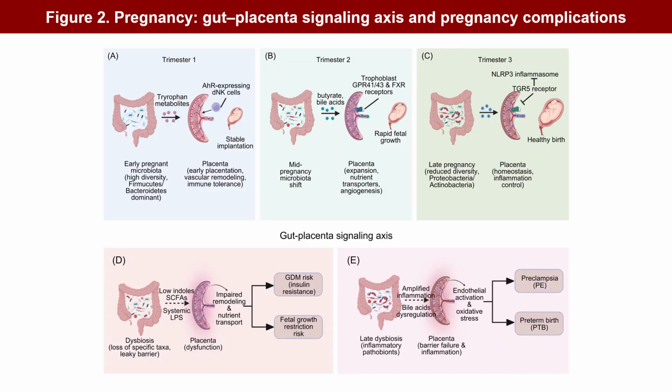Figure 2. Across the 3 trimesters, gut-derived indoles, short-chain fatty acids, and bile acids signal through the placenta to regulate immune tolerance, vascular remodeling, and nutrient transport. When these signals deviate from the adaptive range, the risk of pregnancy complications may increase.